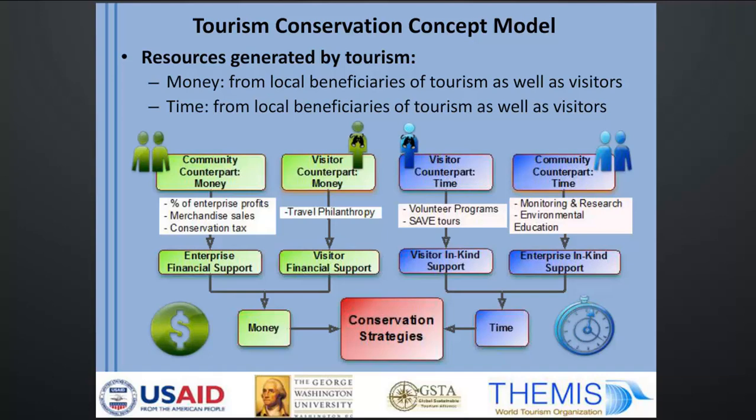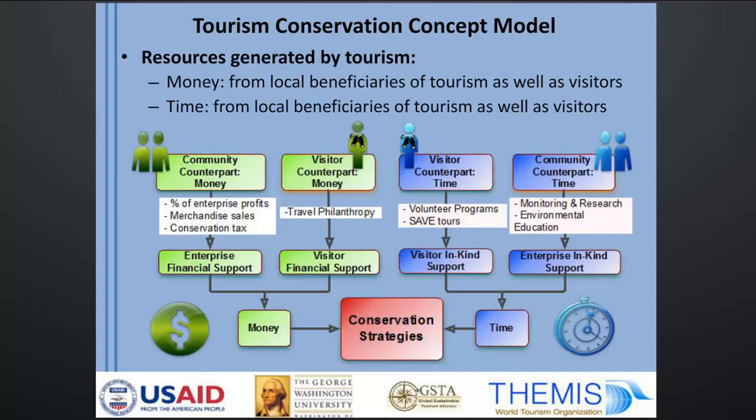This next slide represents another common thread that we think runs within all of these models and strategies, and that is essentially the two resources that successful tourism can generate to support conservation. The first resource is money. This can be money from local beneficiaries, such as communities and the community businesses that are supported through sustainable tourism, as well as visitors themselves. And I'm going to talk a little bit about specifics there. The other resource is time. And again, same two groups. Time from the local beneficiaries, in other words, the communities themselves, as well as, again, visitors.